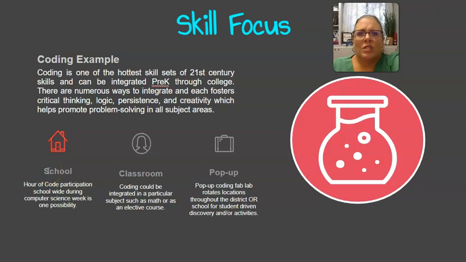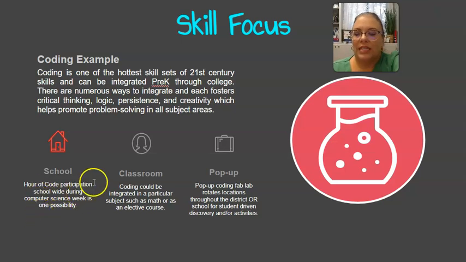Maybe you're going to have a focus on coding and you have like Hour of Code participation school-wide during Computer Science Week. So maybe you're sending home a letter to the parents. It might be in your announcements. Maybe a couple of teachers have this built in, and then you display what they have accomplished during that time.